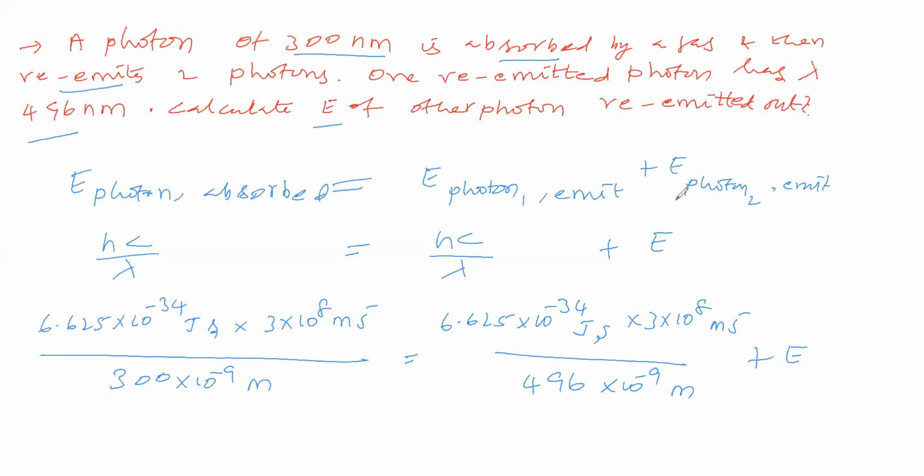So we are calculating the energy of the second photon emitted out. That energy is 2.625 into 10 to the power of minus 19 joule. So 2.625 into 10 to the power of minus 19 joule we got. We'll go for the next question.